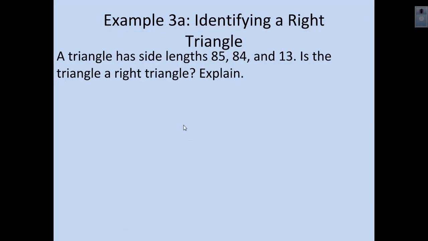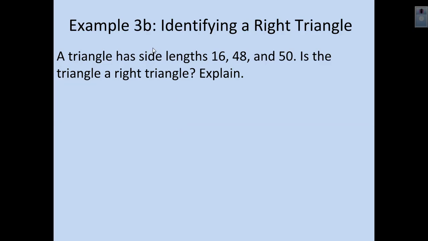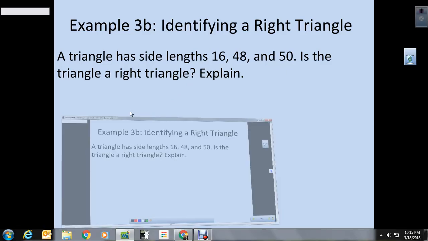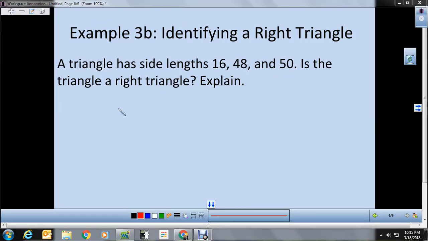All right, you guys try part B. The triangle has side lengths 16, 48, and 50. Is the triangle a right triangle? Yes or no? All right, let's see how you did. We get 50 as our hypotenuse, so we're going to take 16 squared plus 48 squared is equal to 50 squared.